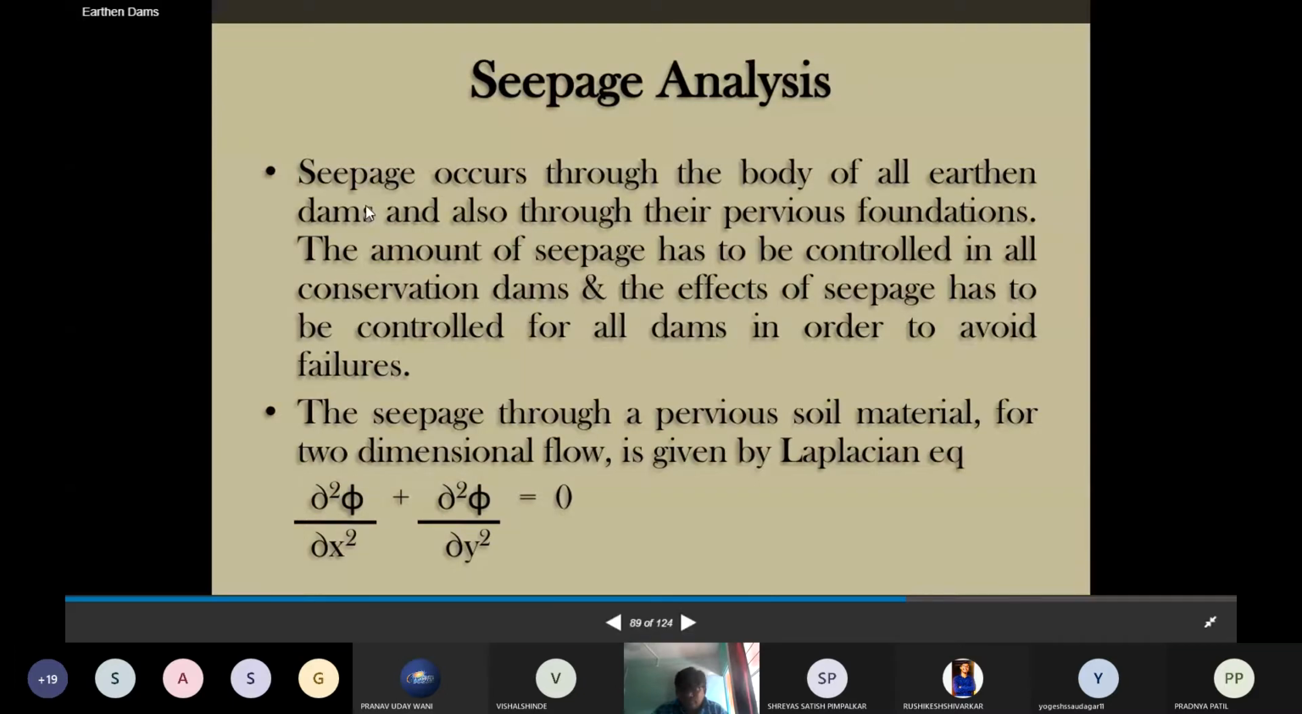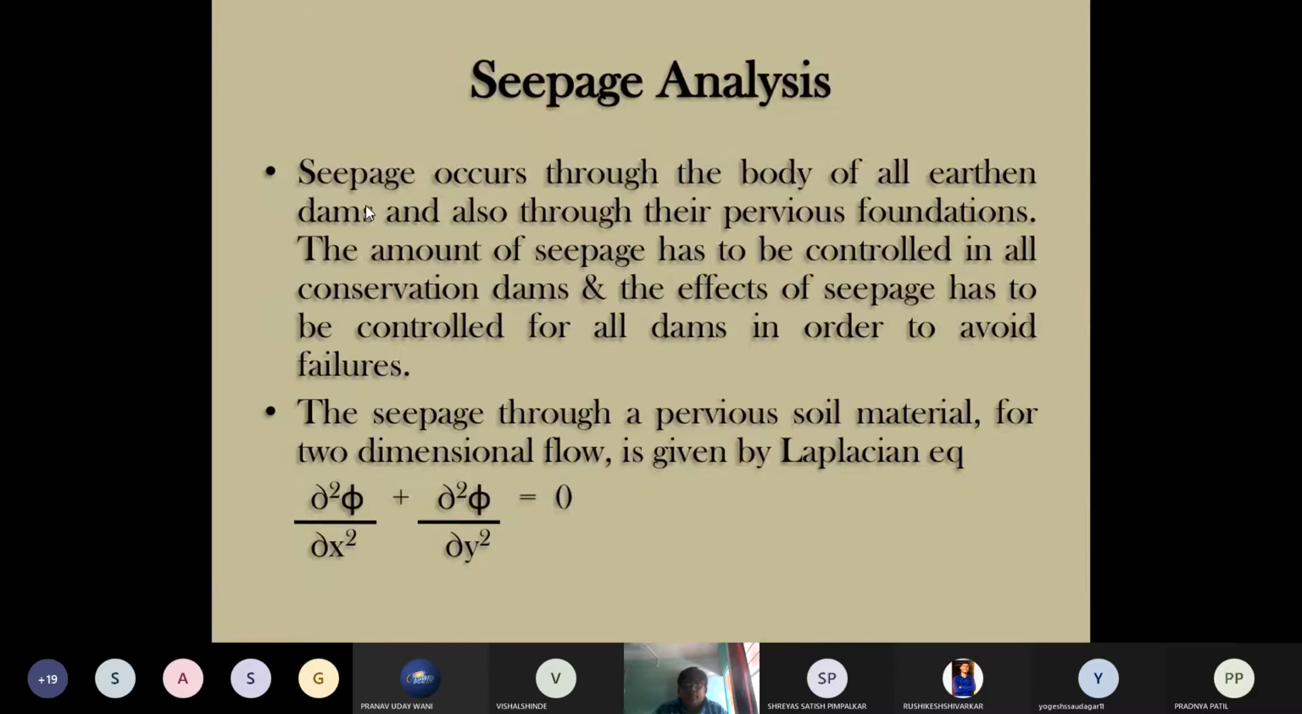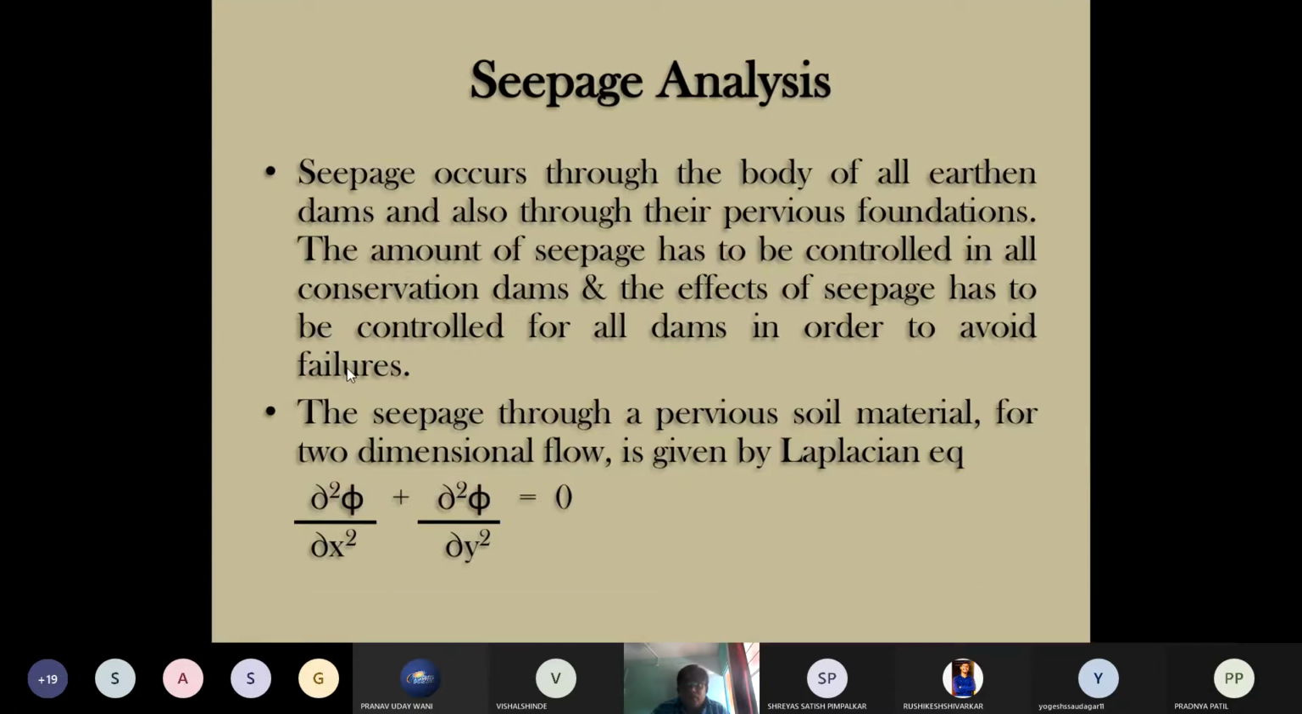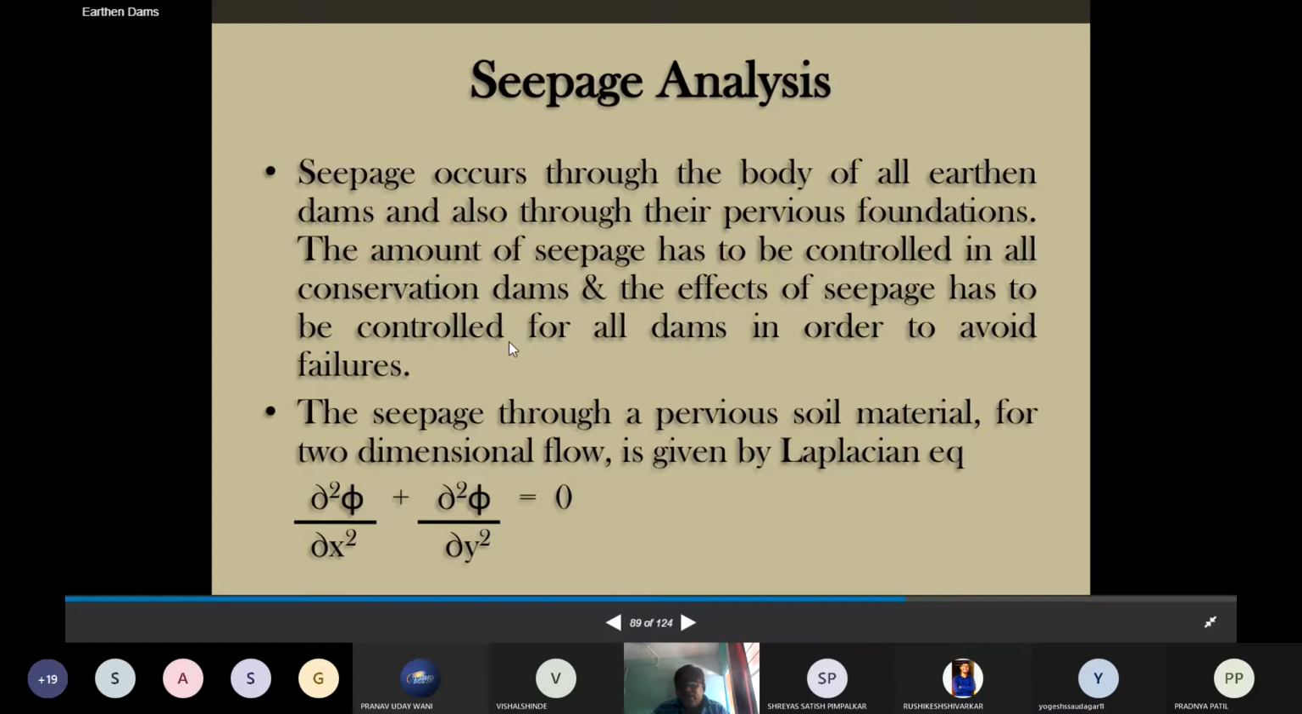Seepage occurs through the body of all the earthen dams and also through their pervious foundations, if the foundation is pervious. So the amount of seepage has to be controlled in all the conservation dams, and the effects of the seepage have to be controlled for all the dams in order to avoid failure. What type of failure is there? That is a seepage failure. So for controlling the seepage in the embankment and in the foundation, there is a need to go for the seepage analysis.